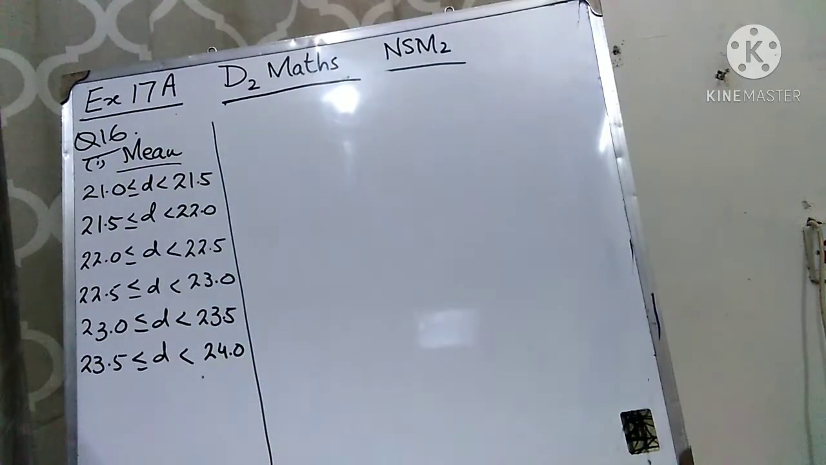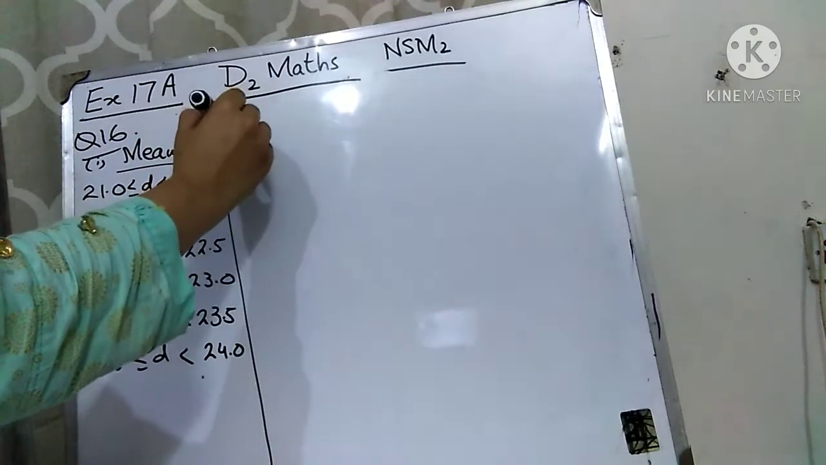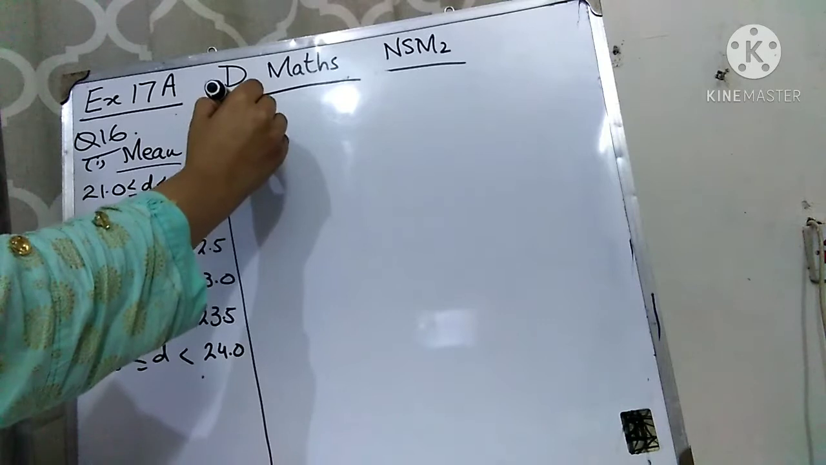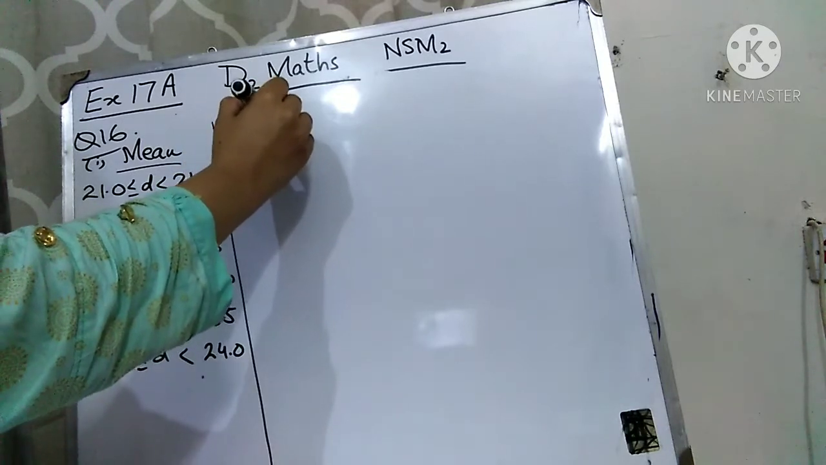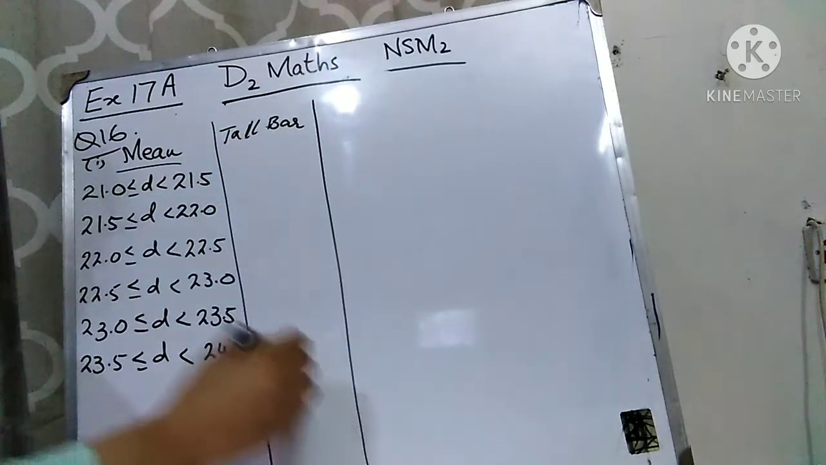And here students, we have to find out the frequency. So remember that for finding out the frequency you have to draw the tally bar. This is called tallies. You have to draw tallies. Okay, tally bar. So how would you draw the tally? I am going to tell you.